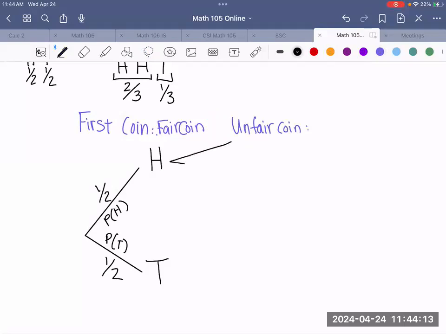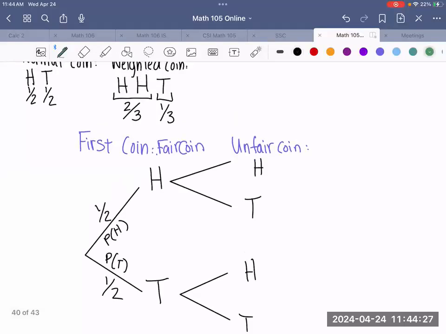So each of these is its own branch. There we go. We have heads here, tails, heads here, tails. Now we said the unfair coin, right? When we go to flip your unfair coin, it's now 2/3 to 1/3, 2/3 to 1/3.